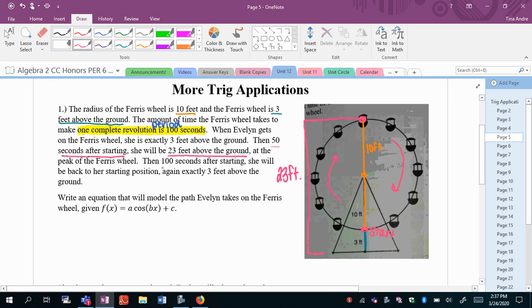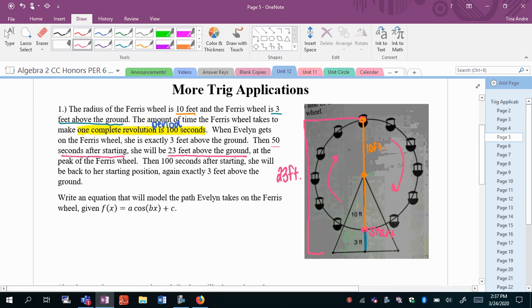Then it says 100 seconds after starting, she will be back at the starting position. So again, 50 seconds, she reaches the highest. 50 more seconds, she's back at the starting point. So our goal here is to write an equation using cosine to model this. What we're going to think about is it's kind of like a unit circle, right? Think about the unit circle and how each of those points on the unit circle really became part of the cosine curve. Same thing with sine. So that's really what we're going to do.